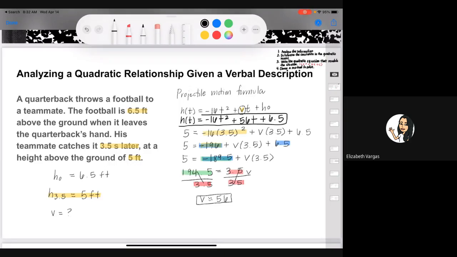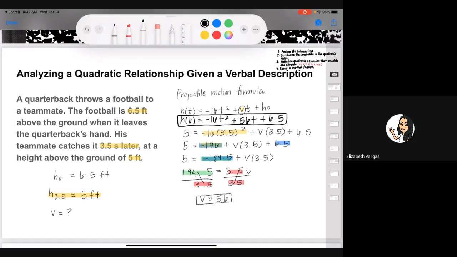And so this is my quadratic model, which models the situation. Now what I can do with this information is I can find what the height is at any moment in time. Okay?